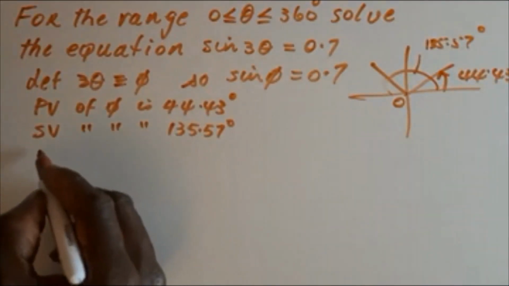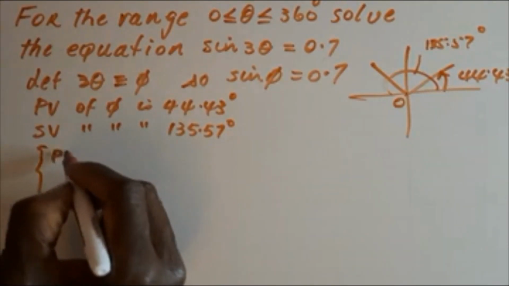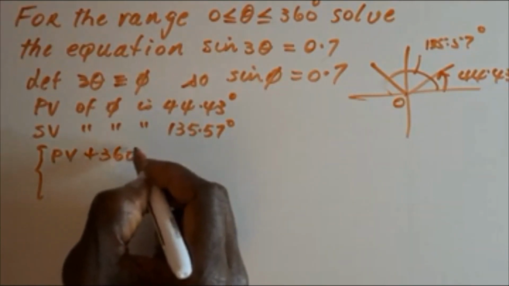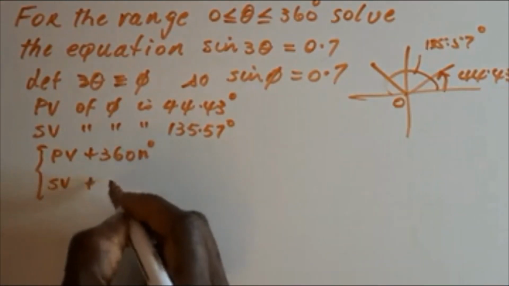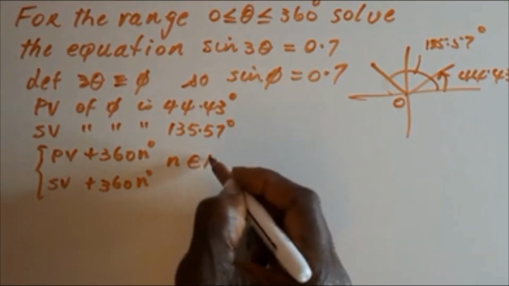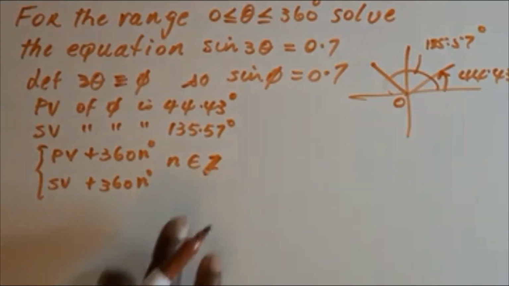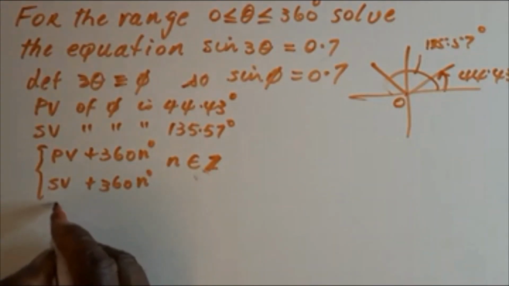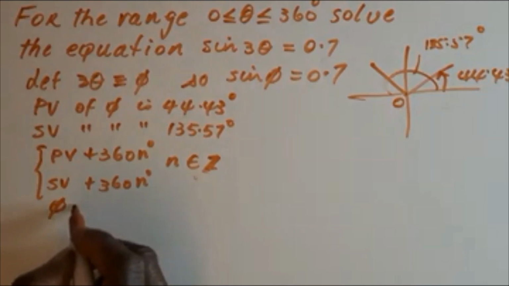Now, using the formula for the sine ratio, 360 n degrees, where n belongs to the set of integers. Now we have phi. Using the formula, we have values of phi.